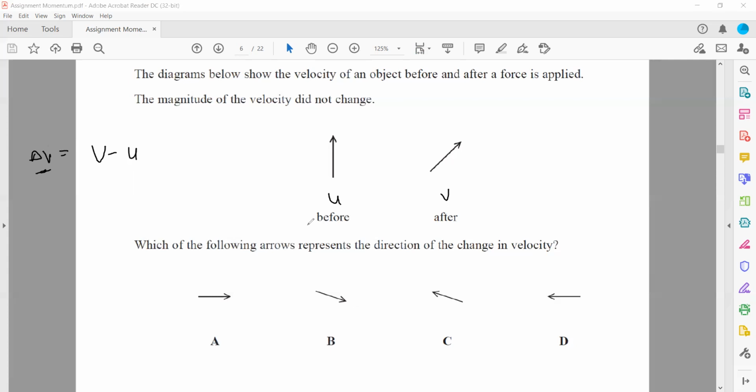In terms of vector addition, first we'll draw, because it is v minus u. What is the meaning of v minus u? It is like v plus minus u. It means we'll add vector v to vector minus u. So this is vector v, and we draw it in the same manner. What about vector minus u? If u is upward, the minus u will be downward.